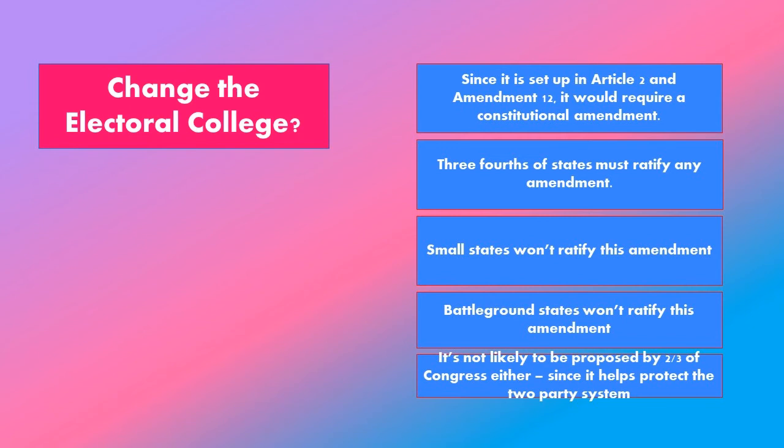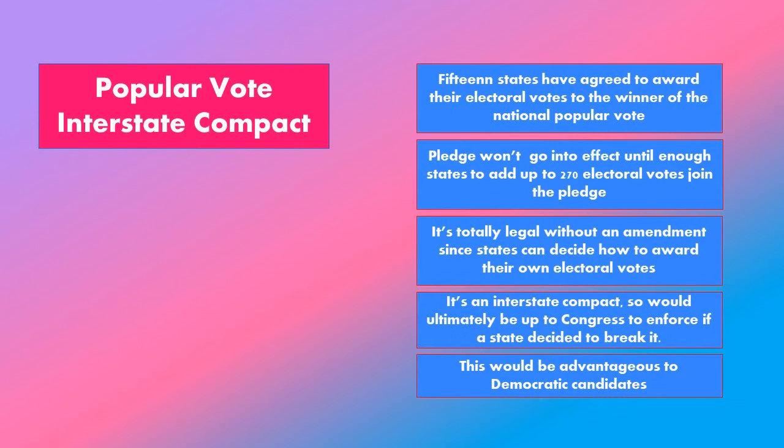One of the features of the plan we mentioned earlier is that the states can choose to give away their electoral votes however they see fit. So it's up to the states to decide how to do this. One of the plans mentioned that could replace the Electoral College is what's called the Popular Vote Interstate Compact. So far, 15 states have agreed to this plan, and what they would do is promise to give their electoral votes to the winner of the national popular vote.